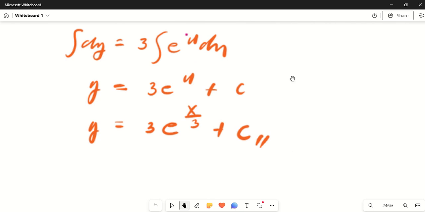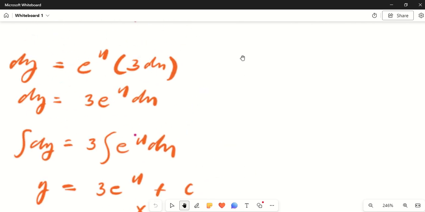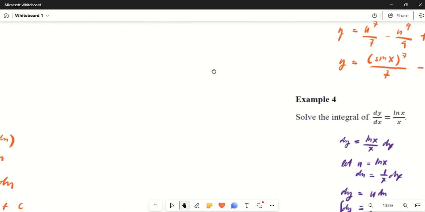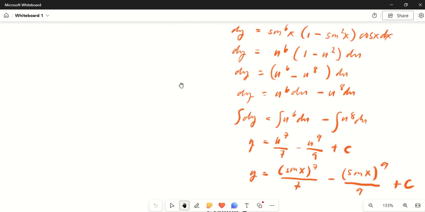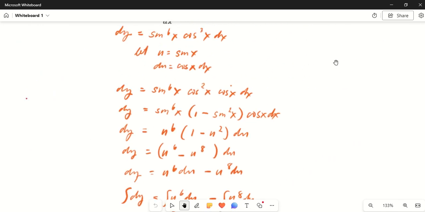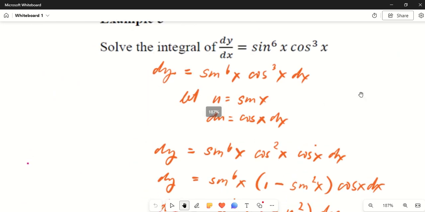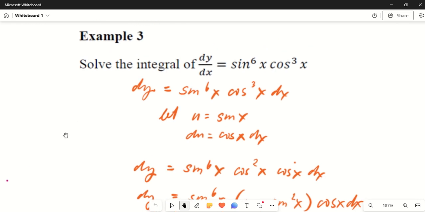Okay, so that's how you're going to apply integration by substitution. Now we have here example number 3. Okay, let's try to look at example number 3. So we'll be getting the integral of trigonometric functions here. Okay, anyway, you're aware of the derivative of basic trigonometric functions, so it's easy for us to get the integral of basic trigonometric functions.